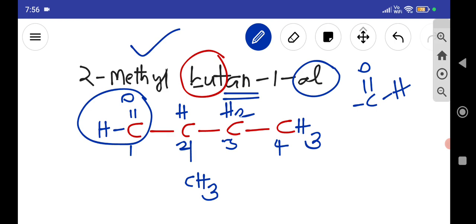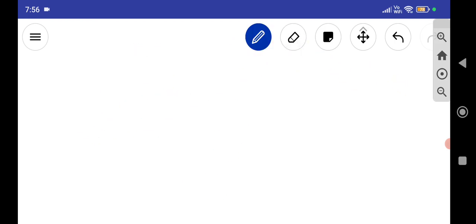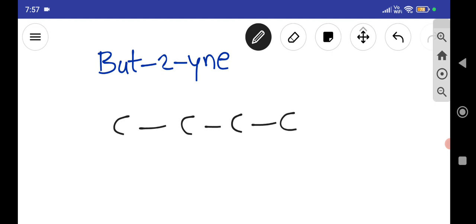So let us take one more example to solve this. They have mentioned but-2-yne. Now what is the root word here? But. So therefore take 4 carbons. So let us give numbering. So 1, 2, 3 and 4. YNE stands for triple bond. So between second and third we have to give a triple bond.